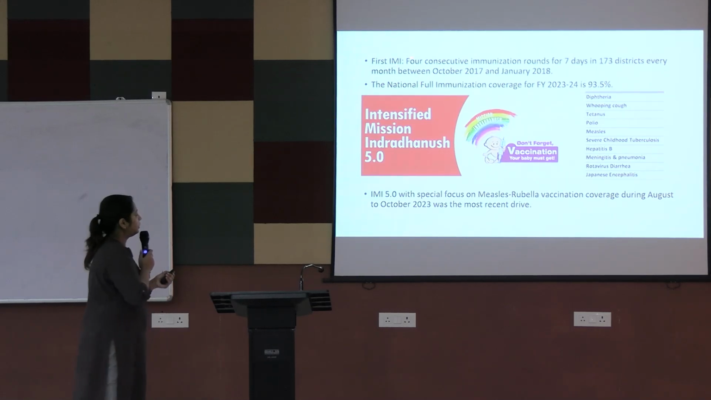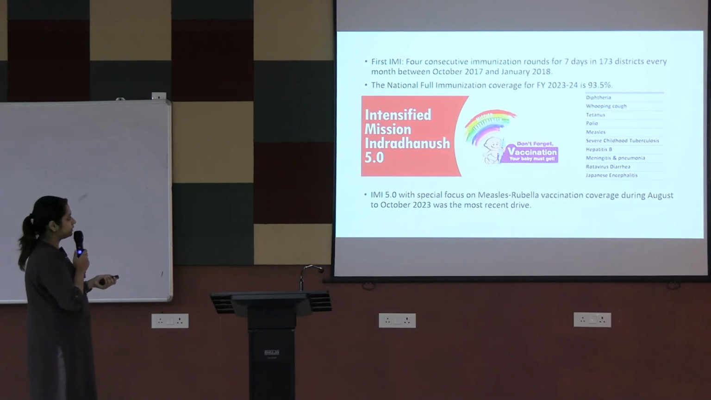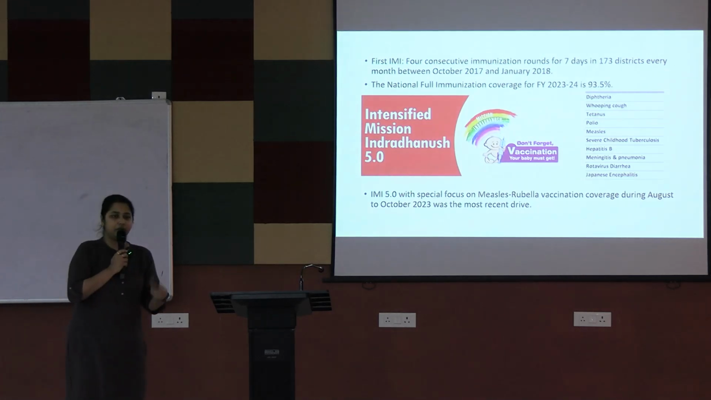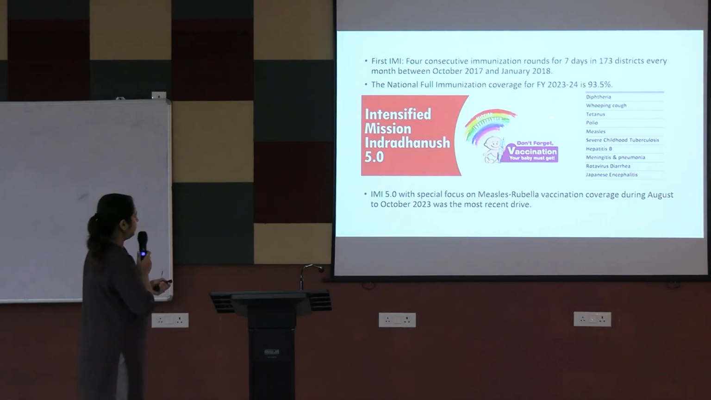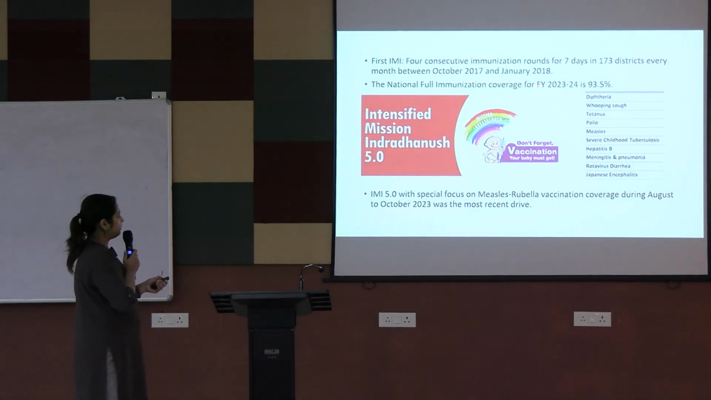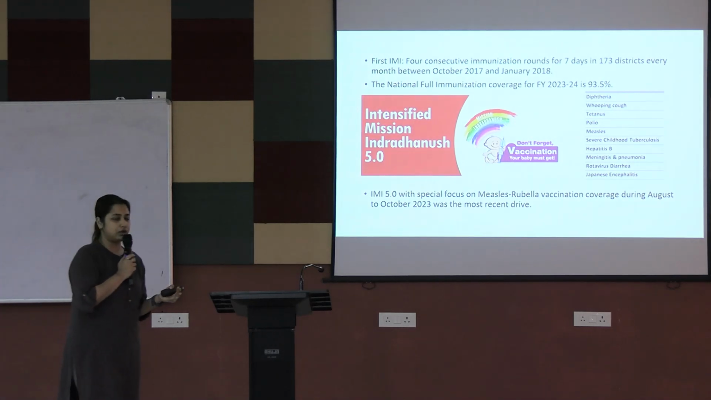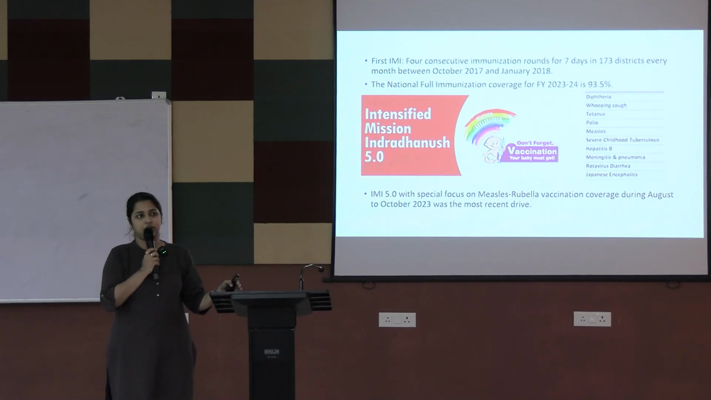First IMI, 4 consecutive immunization rounds for 7 days in 173 districts of the country every month from October 17 to January 18. Those were given to children who were still unvaccinated in those districts, and now in the latest report, the full immunization coverage is 93.5%. So it has reached and gone above the target of immunization coverage of children. 90% was the target, now it is 93.5%. They are fully immunized, means they have got the vaccines up to 1 year of age.